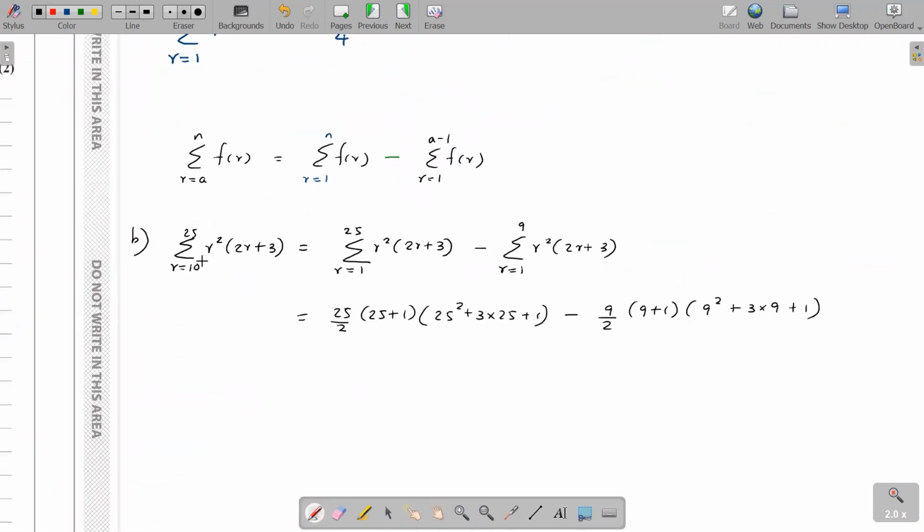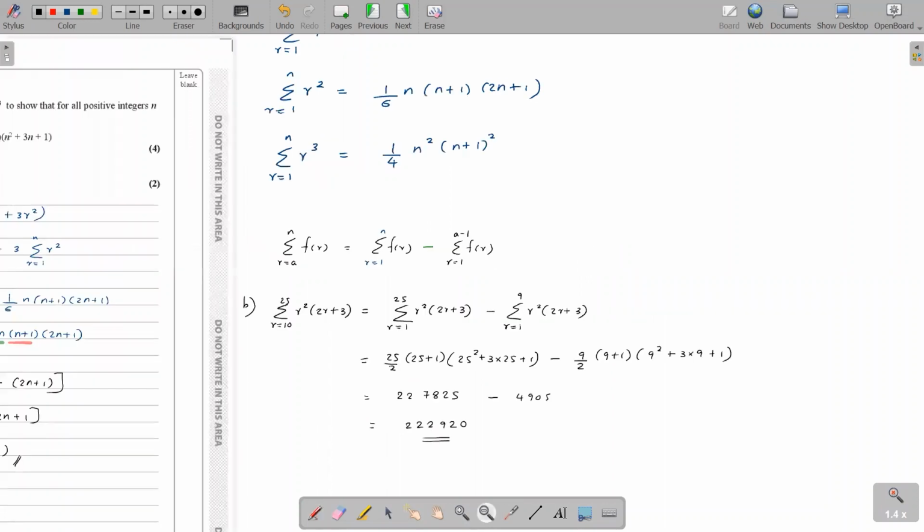Now it's a matter of typing this entire expression in the calculator and getting your answer. Can I know the answer for this section first? 227825. Can I know the answer for the other one? 4905. Okay. Now subtract and tell me the final answer. 222920. So this is the summation of r squared 2r plus 3 from the 10th term to the 25th term. Okay, is this clear?